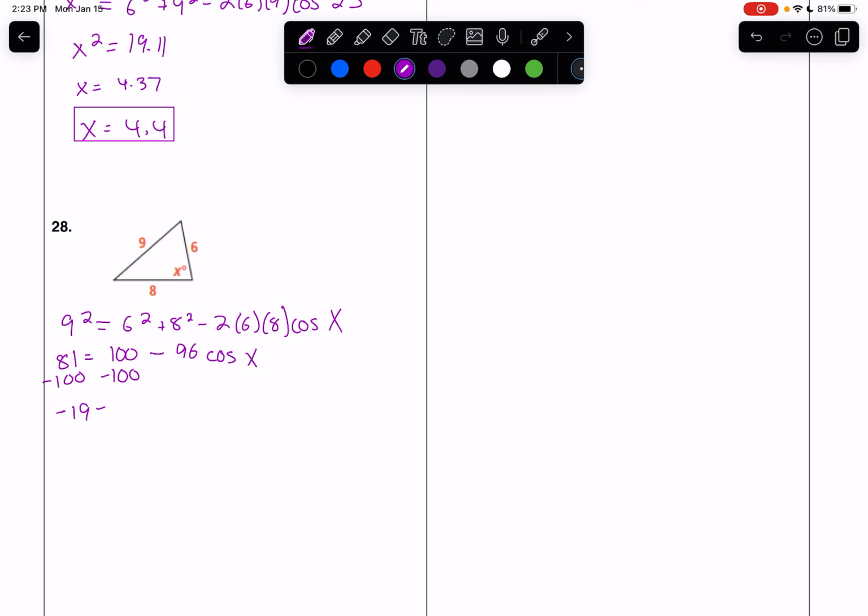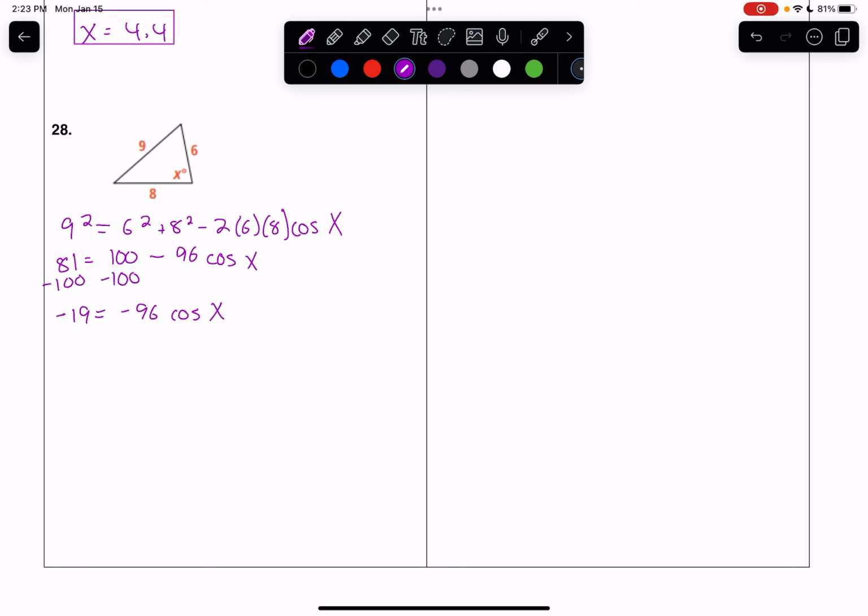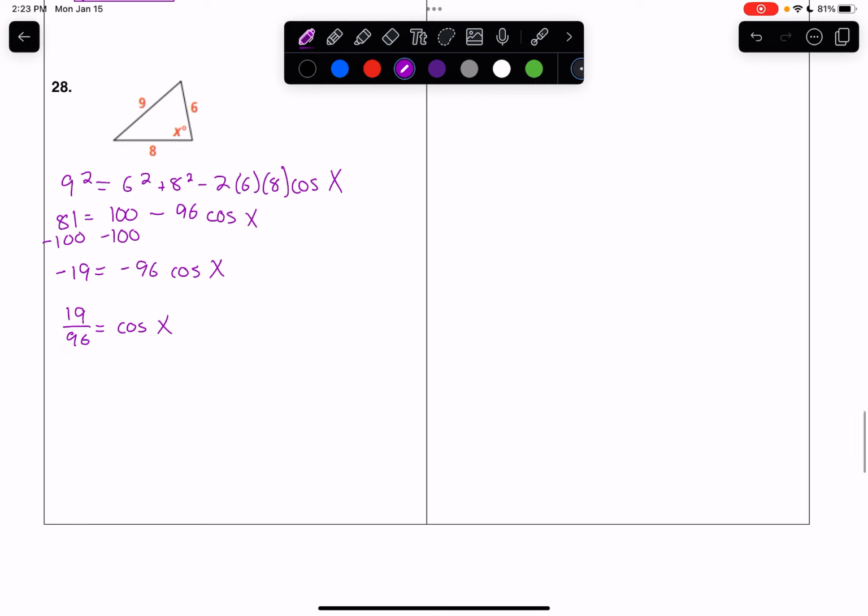Negative 19 equals negative 96 cosine of x. Divide both sides by negative 96. That gives us a positive 19 over 96 equals the cosine of x. And of course, I don't want the cosine of x. I want x on its own. So I'll take the inverse cosine of 19 over 96 to get x. And when I put that into the calculator, I find that that is 78.6 degrees.